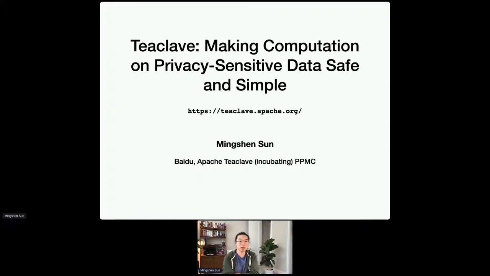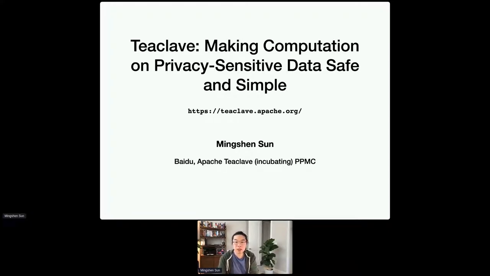I'll give a talk about Teaclave in the incubator and how we make computation on privacy-sensitive data safe and simple. This is Mingshen from the security team at Baidu. On behalf of the Teaclave community, today I will talk about our open source confidential computing platform, Teaclave.